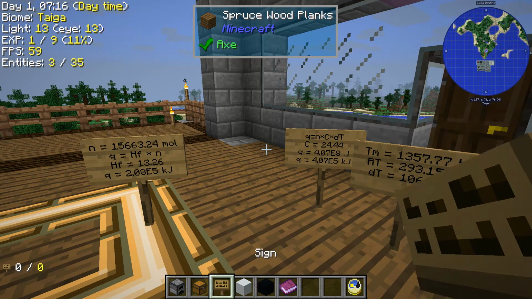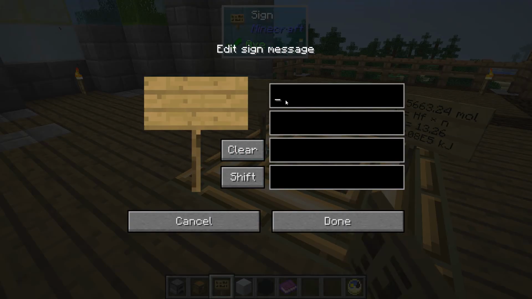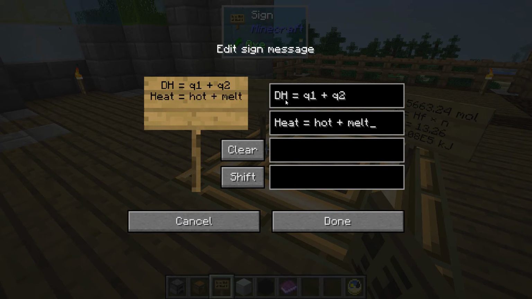All we're going to do is add up these two heats, and we should get a final heat. So the total heat, which I'm going to call delta H, or enthalpy, is just going to be Q1 plus Q2. In other words, this is the amount of heat it took to get hot and the amount of heat it takes to melt. We can write that in words: heat equals hot plus melt. Total heat, how much to make it hot versus how much to melt.